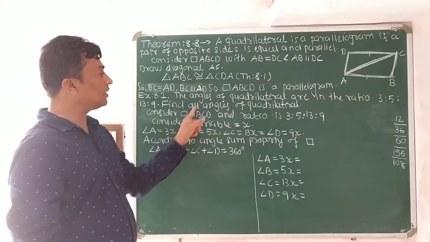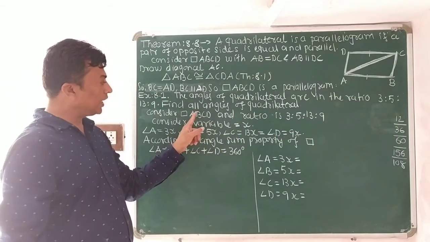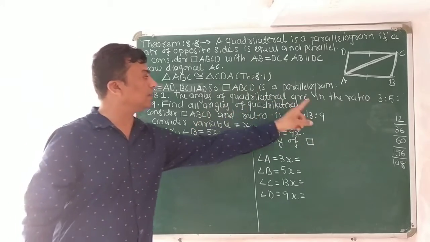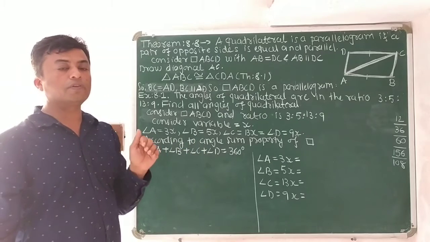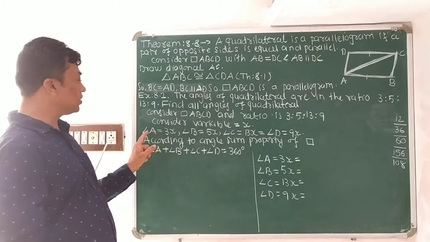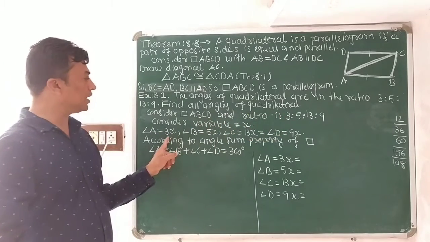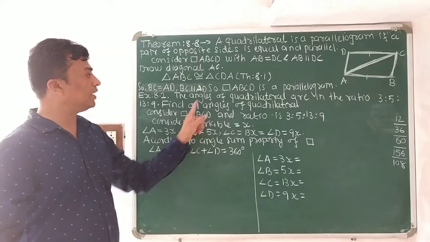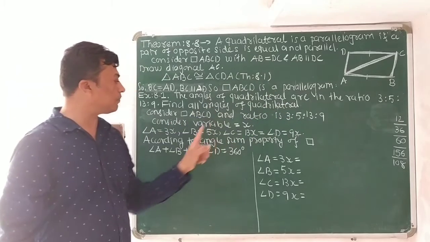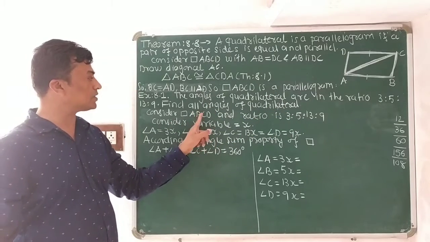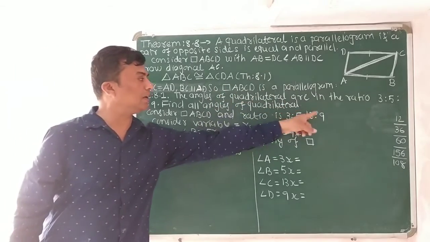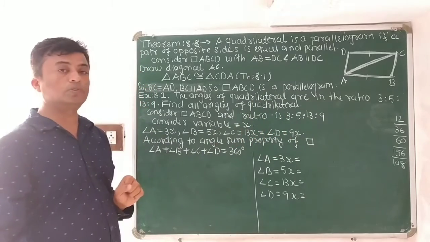So see children, here angle A is related with 3, angle B is related with 5, angle C is related with 13 and angle D is related with 9. Here first we will consider one variable x. So angle A is equal to 3x, angle B is equal to 5x, angle C is equal to 13x, and angle D is equal to 9x.